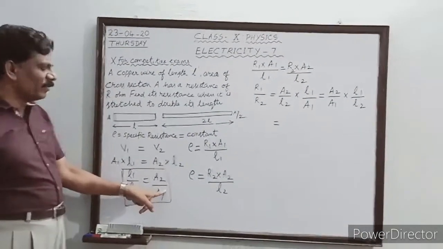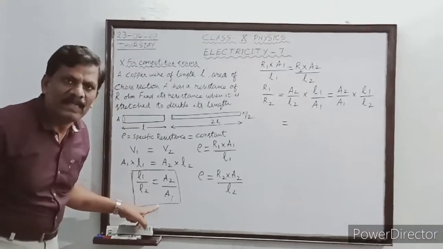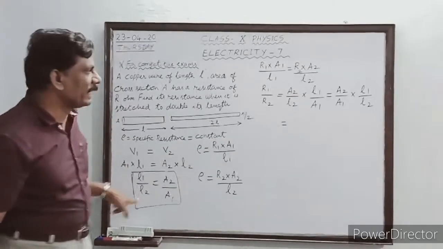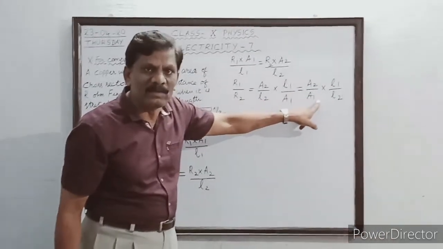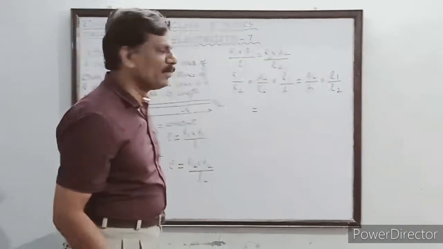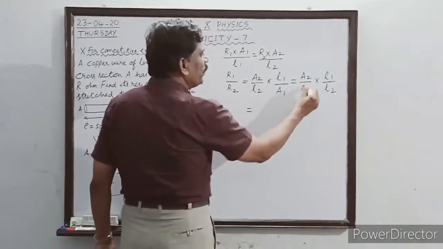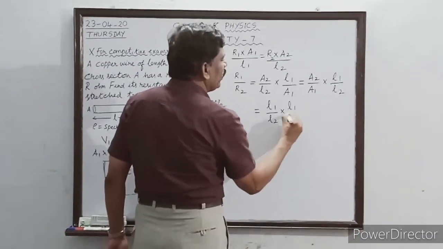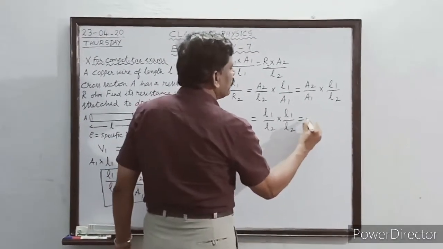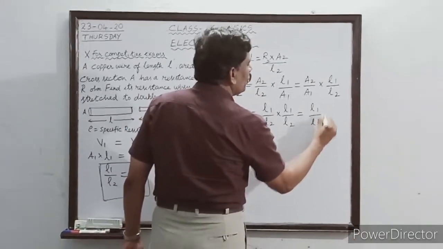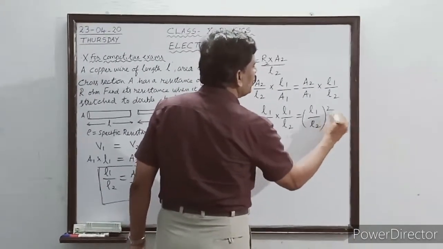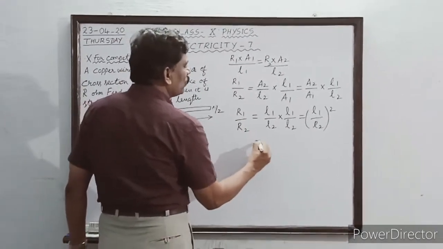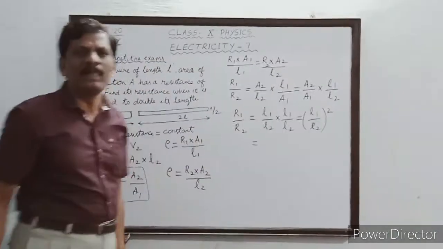Instead of A2 by A1, what can be substituted, you tell me? Yes, the ratio A2 by A1 is also equal to L1 by L2, or not? So instead of A2 by A1, I will write L1 by L2 into L1 by L2, and that is equal to L1 by L2 the whole square. Left hand side is the ratio R1 by R2. So this is equal to L1 by L2 the whole square.